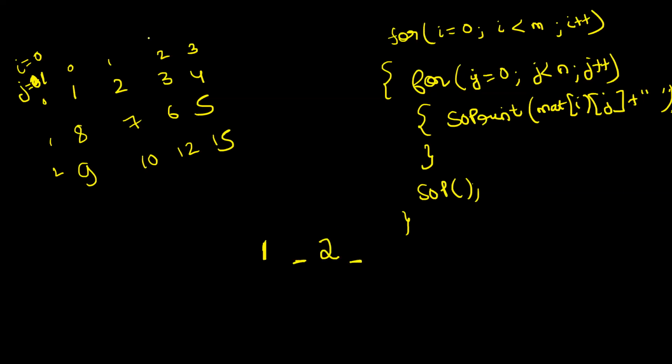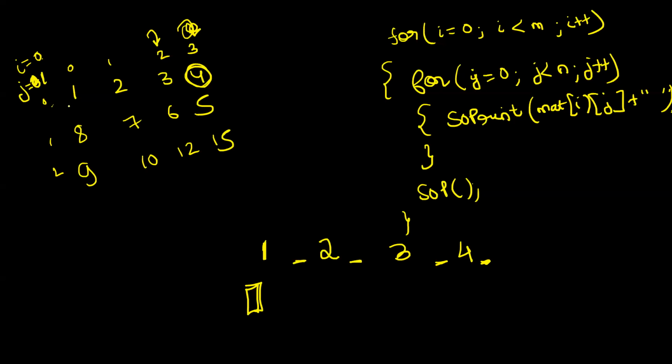Then J gets incremented to 2. Again, I print mat of ij. So what will mat of 0, 2 be? 3. So I print 3, I put a space. Then the value of J will become 3. I print mat of ij, that is 0, 3, which is 4. So 4 is printed. Now, again, I print a space and now I will see that yes, J has reached the end of the first row. I have iterated through all the columns. So what do I do? I come outside this loop and I print a system.out.println so that I can go to the next line. So my cursor goes to the next line.